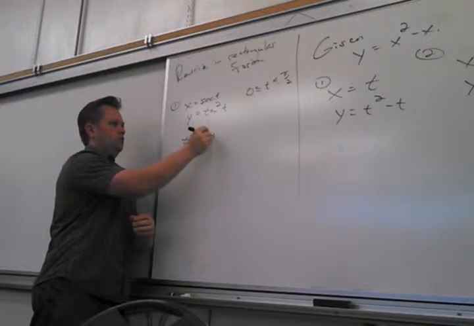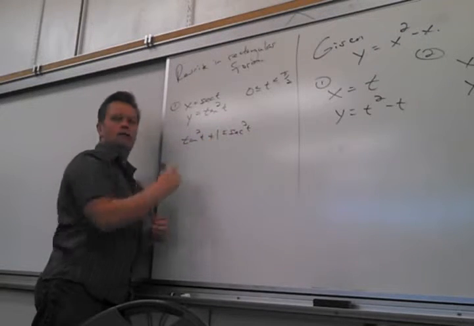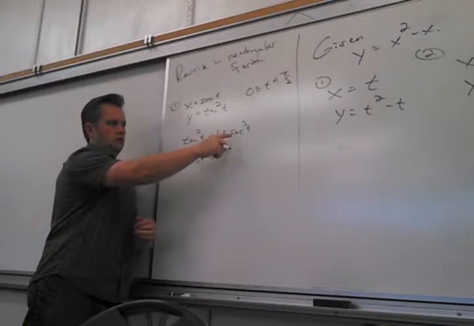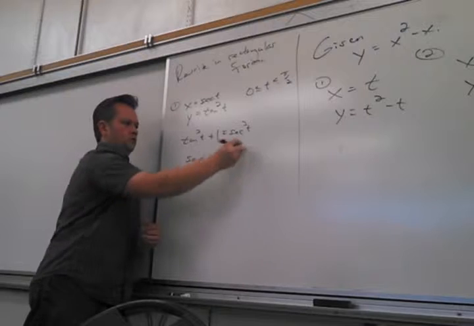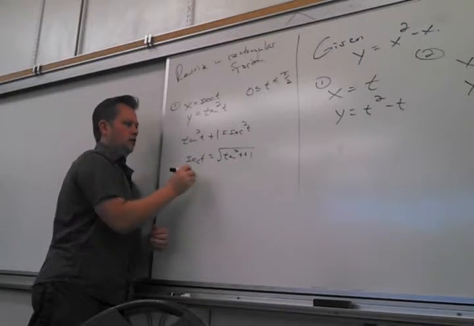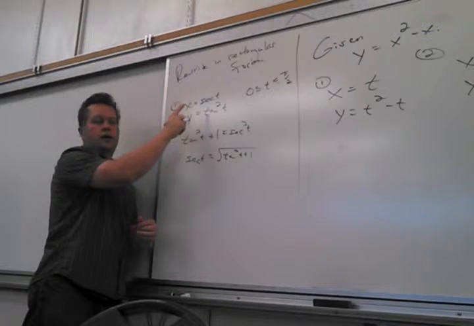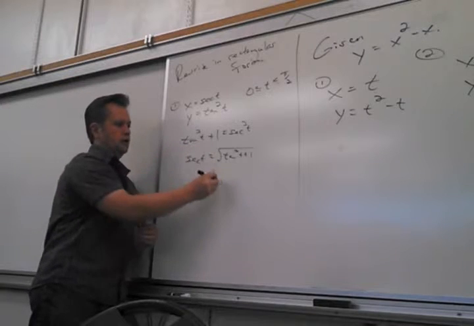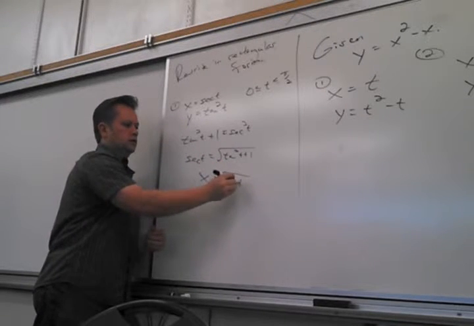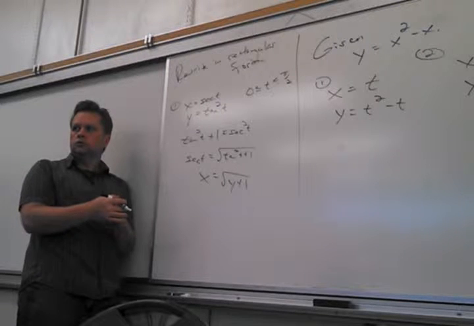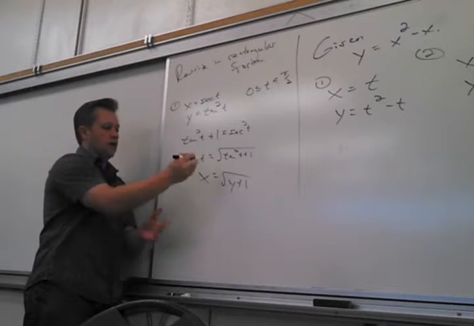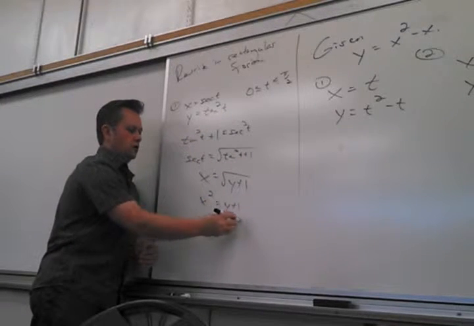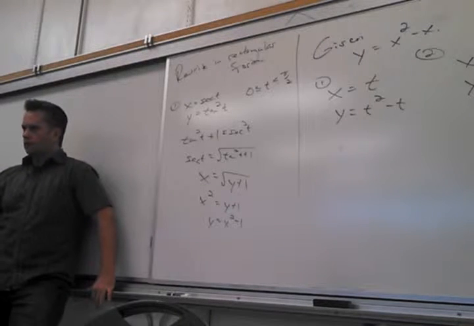Tangent squared t plus 1 is secant squared, right? Which means secant is the square root of tangent squared plus 1. What's secant? x. In this parametric equation, secant t was what x was called. And what's tangent squared? y. And then you can actually just take the square root away. X squared is y plus 1, so y is x squared minus 1. Let me let you absorb that for a minute.